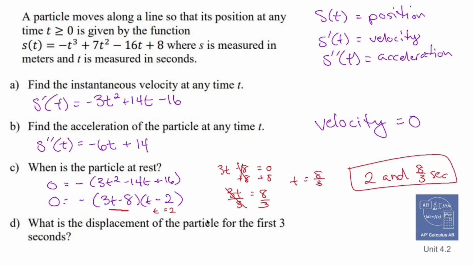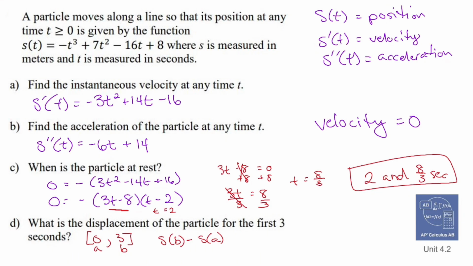Now, displacement of the particle for the first 3 seconds, what does that mean? Well, that just means where is your guy after 3 seconds? The way you do that is if you have an interval, in our case, from 0 to 3. If I label you A and B, I am finding S of B minus S of A. In other words, where am I at 3 seconds? Where am I at 0 seconds? Subtract the one from the other.